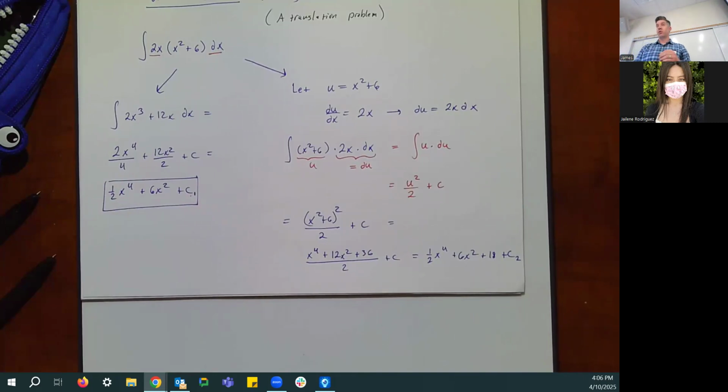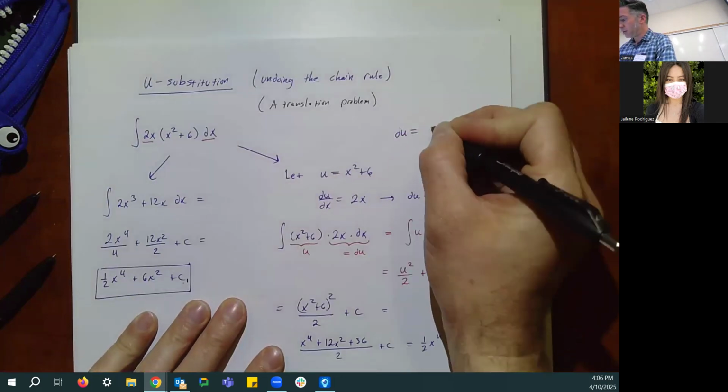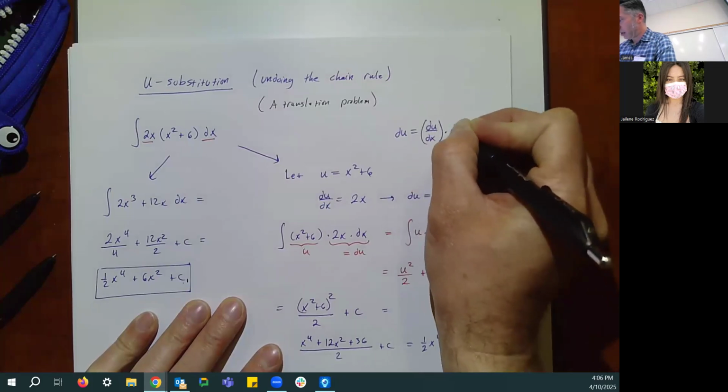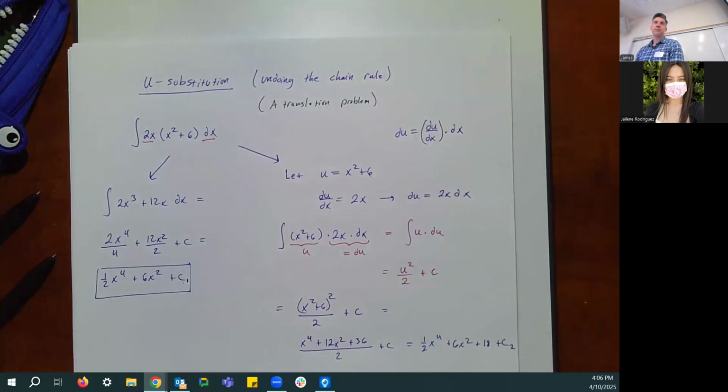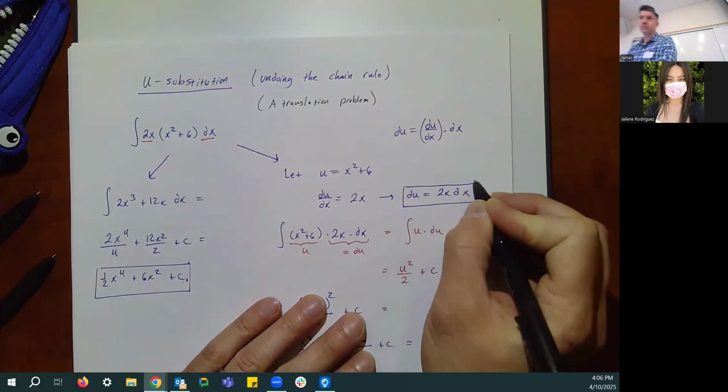Here's what I would think of as du. Du is the derivative of u multiplied by dx. So du is always just the derivative of u multiplied by dx, whatever that derivative happens to be. In this particular example, my du is exactly 2x multiplied by dx.